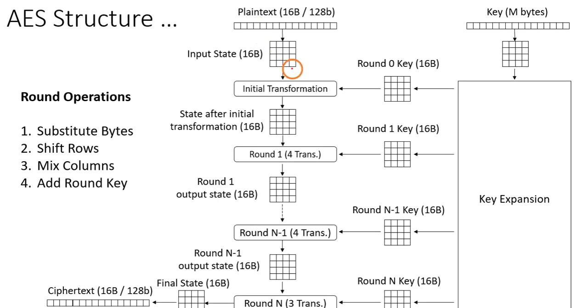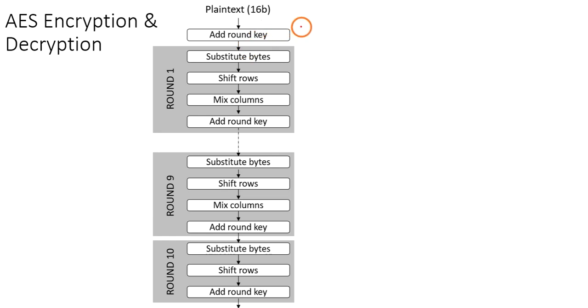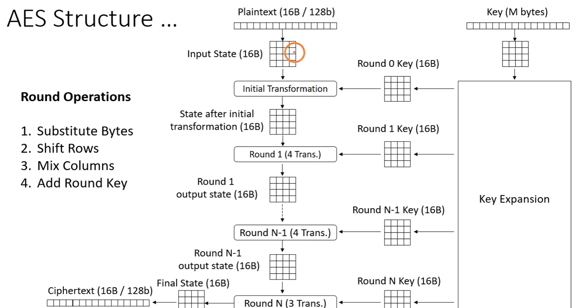If you see in the previous step, there is this initial transformation. What is this initial transformation? It is simply XORing the input state with the round key. That means this and this. That is the initial transformation.